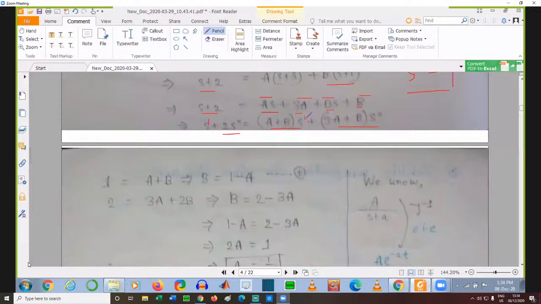So we can combine the s to the power 1 terms together, and we can also combine the s to the power 0 terms together. If you take the coefficient of s to the power 1 on the left side, it will be 1. And if you take the coefficient of s to the power 1 on the right side, it will be A plus B. So 1 equals A plus B. So you can write that B equals 1 minus A. Okay, that is equation number 1: B equals 1 minus A.